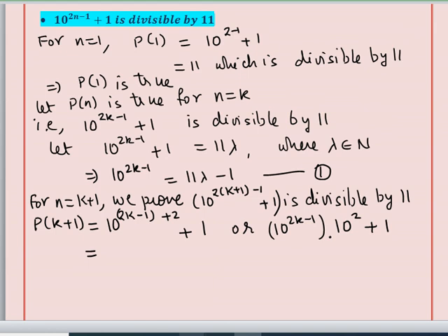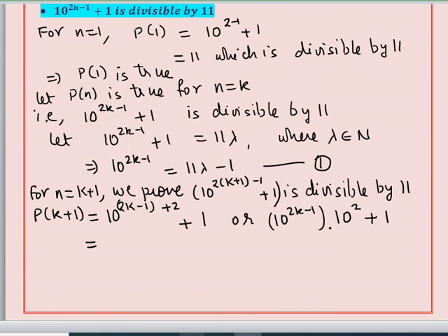Now assuming that the result is true for n is equal to k. So what are we assuming? We are considering that 10 to the power 2k minus 1 and then plus 1 is divisible by 11. This term is divisible by 11. Now if we are saying it is divisible by 11, we can assume it is a multiple of 11. So writing this as 11 times lambda, because we have already mentioned this term is divisible by 11, you can divide it by 11, which is possible only if it is a multiple of 11. So I am considering it as 11 times lambda, where lambda is some natural number.